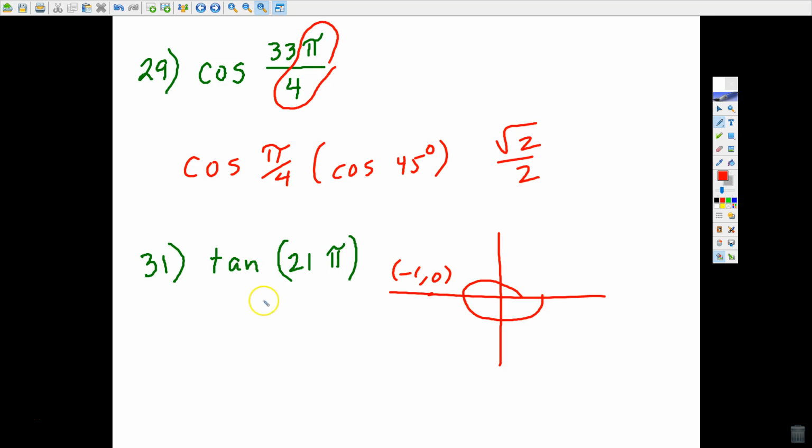Well, how do we represent tangent? It's the ratio of sine over cosine. Okay, tangent is another way of saying sine over cosine. Or in other words, 0 over negative 1, which is 0.